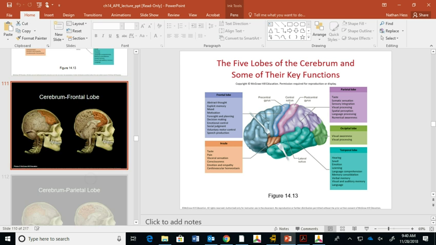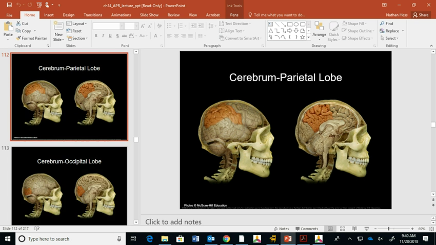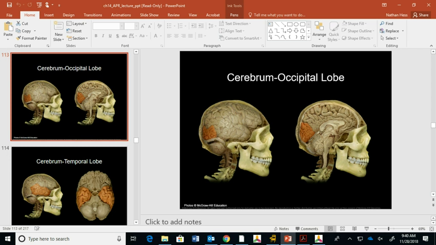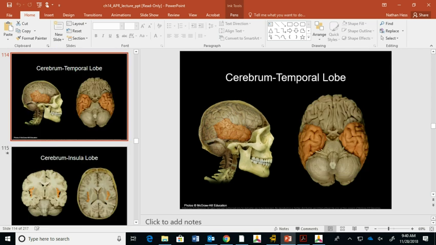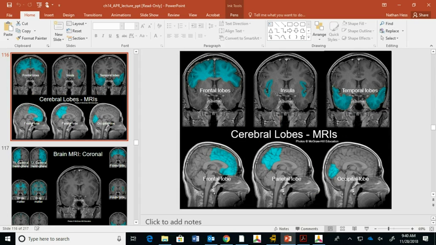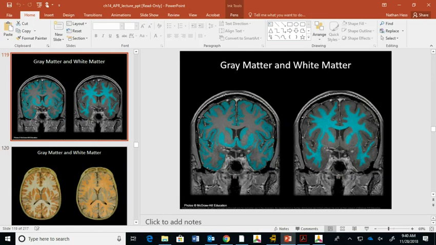I'm impressed, my friend. That's a lot of stuff to go through in one day. There's your cerebrum, frontal lobe, parietal lobe, occipital lobe, temporal lobe, and then the insula tucked underneath here. Got MRIs that are showing them lit up, the different pieces. Frontal lobe, insula, temporal, frontal, parietal, occipital, the coronal plane, our white matter and gray matter, which we're going to talk about the next time we are together.